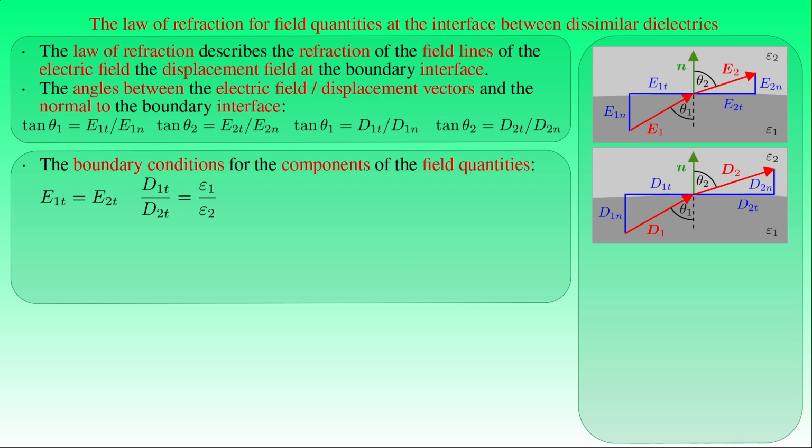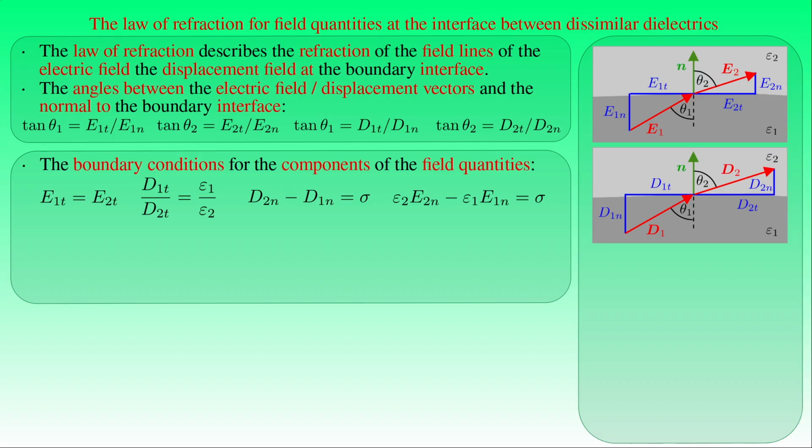For the normal components we obtain the following equations. The difference between the normal components of the displacement vectors D2 and D1 across the interface is equal to the surface density sigma of the free charges over the interface. Similarly, the difference between the product of the dielectric constant epsilon2 and the normal component of the field strength E2, and the product of the dielectric constant epsilon1 and the normal component of the field strength E1 across the interface, is given by the surface charge density sigma.